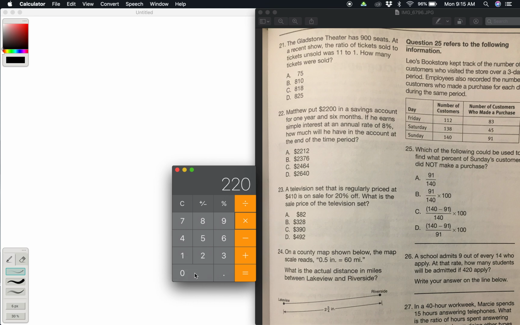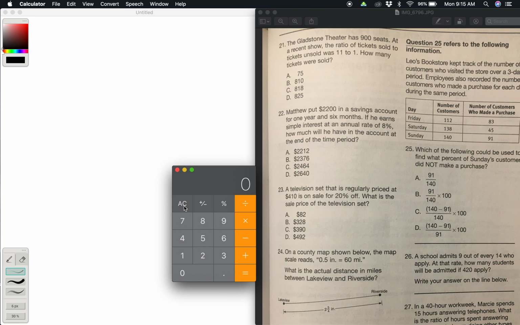2,200 times 1.5 times, what is it, 8%, 0.8 equals... no, that didn't work out. So yes, you do have to stick to the order: principal times rate times time.